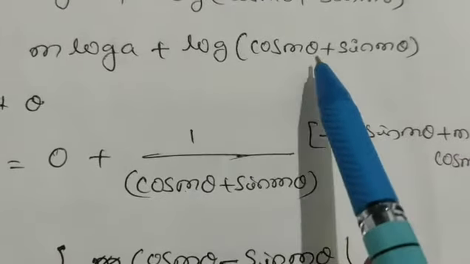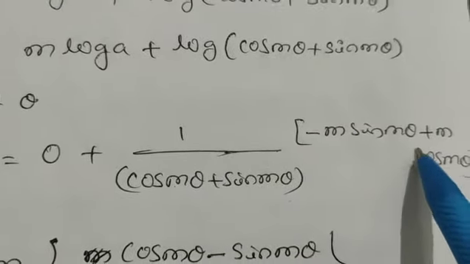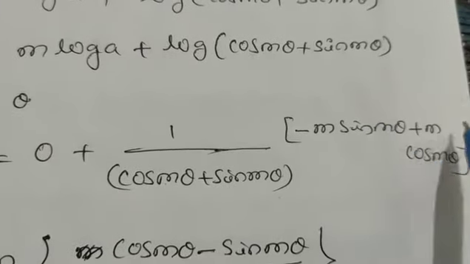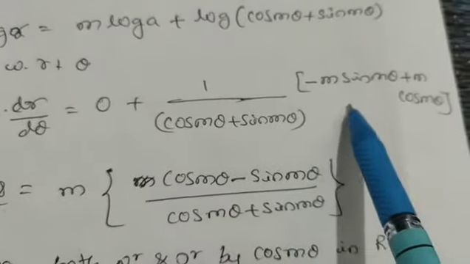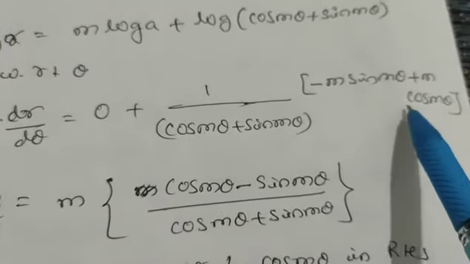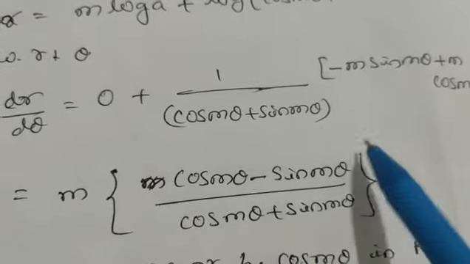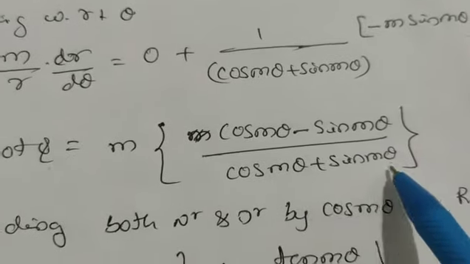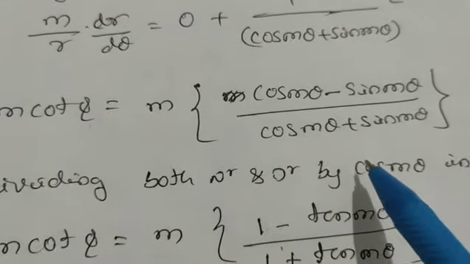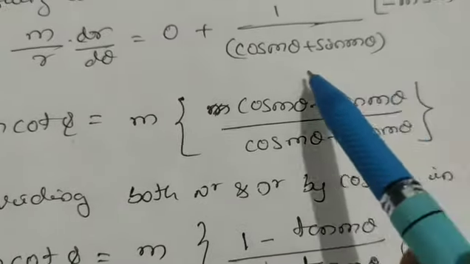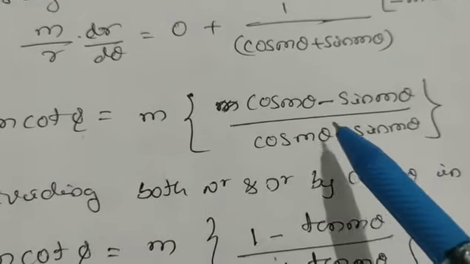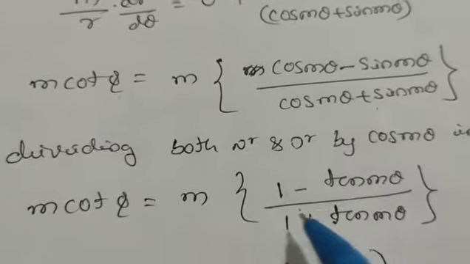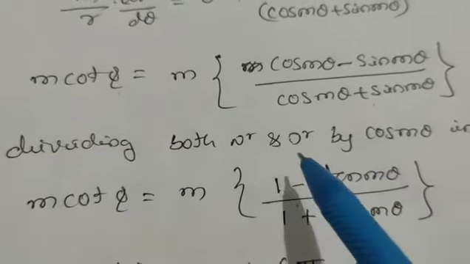We know the derivative of cos m theta is minus m sin m theta, and the derivative of sin m theta is m cos m theta. Now take m common here. First write the positive term: cos m theta minus sin m theta divided by cos m theta plus sin m theta. We can express this in terms of tan by dividing both numerator and denominator by cos m theta on the RHS. Keep the LHS as it is here.